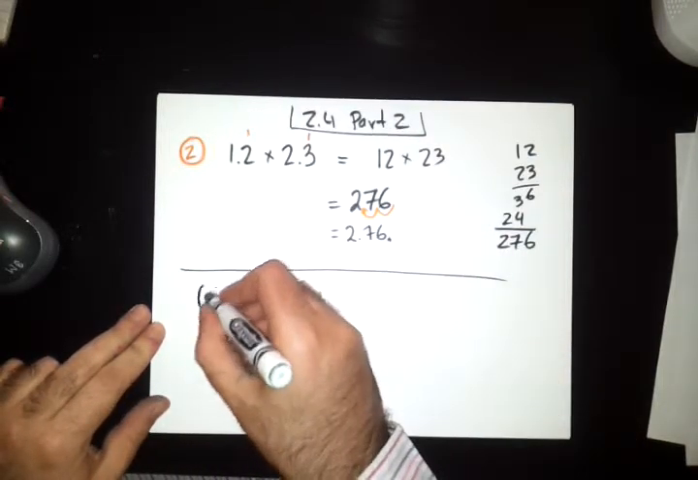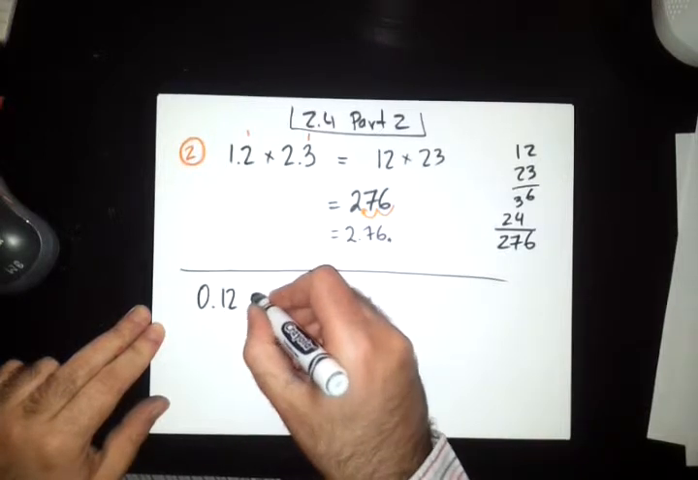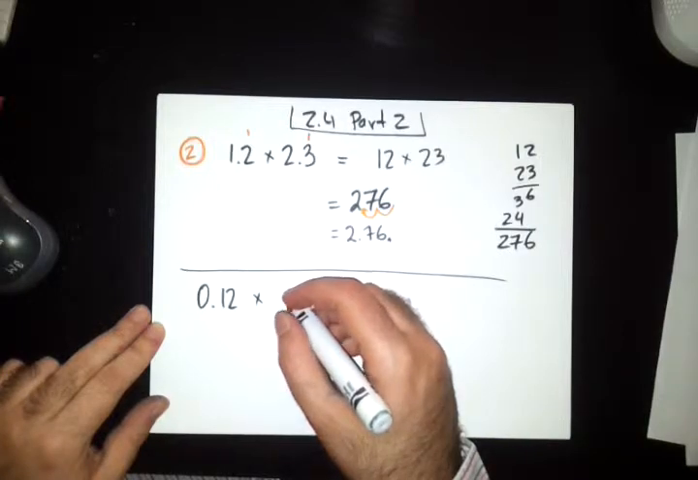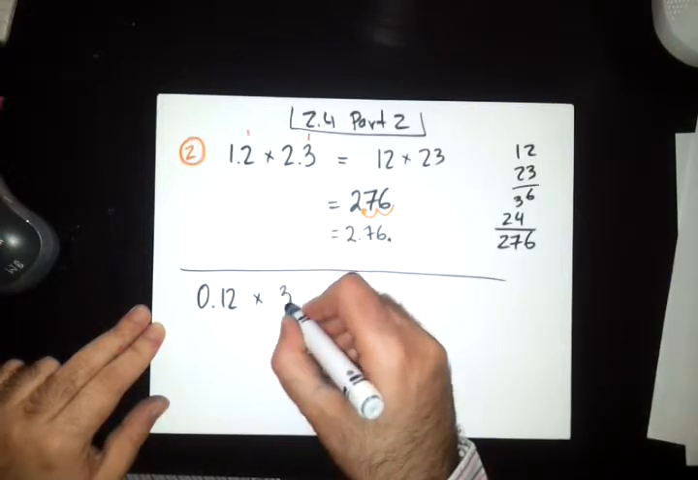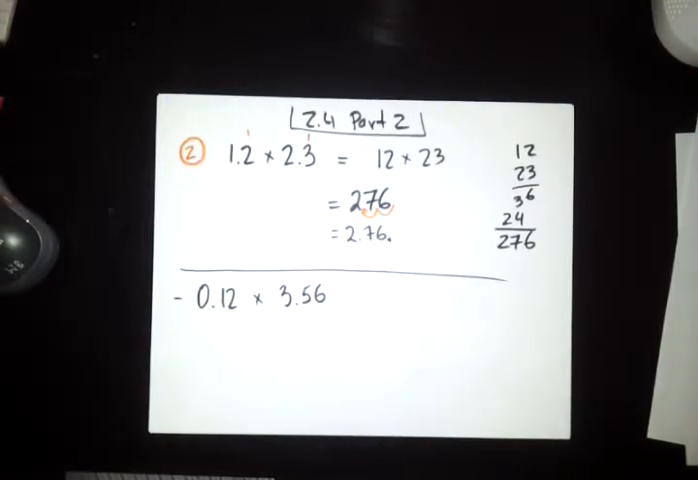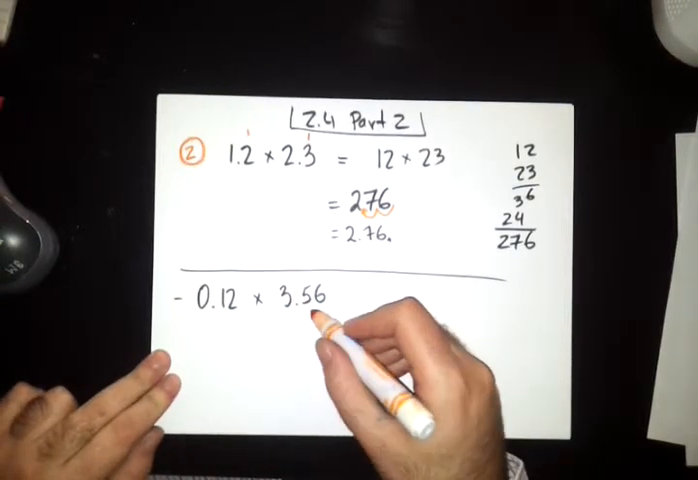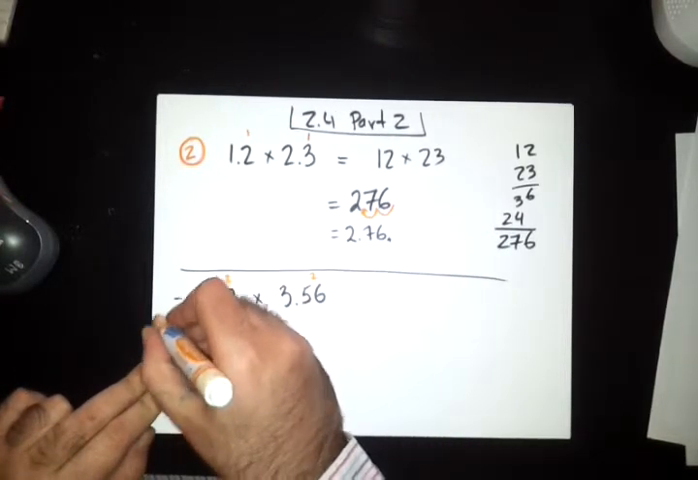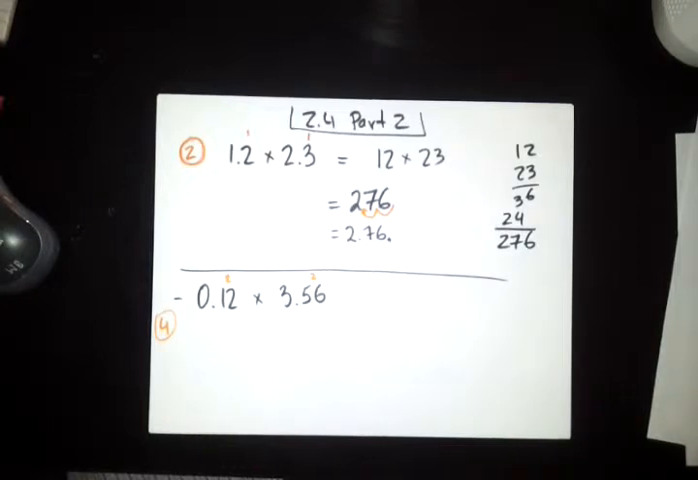Now let's take a look at another example. Let's say I have 0.12 times, let's go with 3.56. Let's add a negative in there, make it a little fun. So first of all, I'm going to figure out the number of numbers I have after the decimal. 1, 2, 1, 2. So there's 2 here, 2 here, 4 in total. I'm going to remember this or put it on my paper, and I'll add that in later.